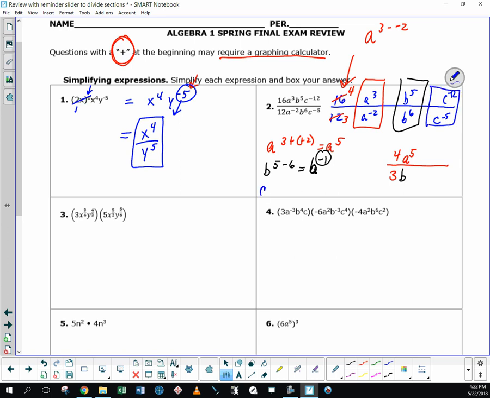Taking a look at C, I have c to the 12 minus 5. Wait, did that wrong? It's going to be c to the 12 minus a negative 5. That's going to end up becoming positive there. So negative 12 plus 5 is going to be c to the negative 7. So I know I'm going to put my c in the denominator. And this is our final answer.